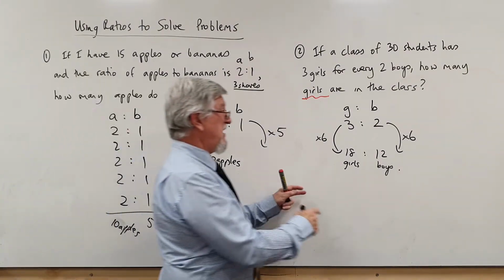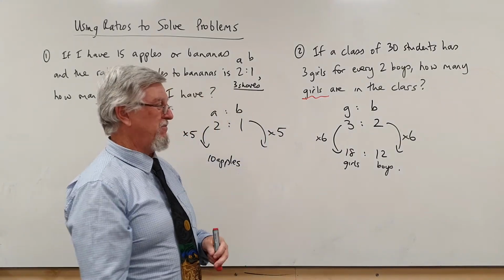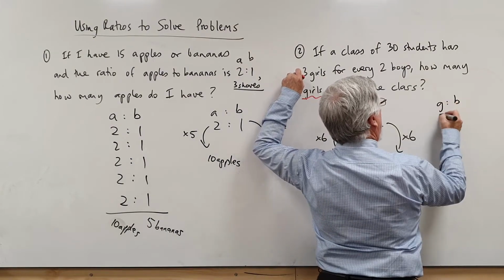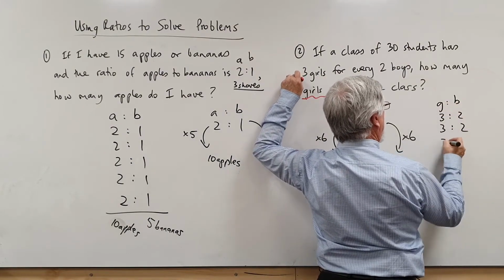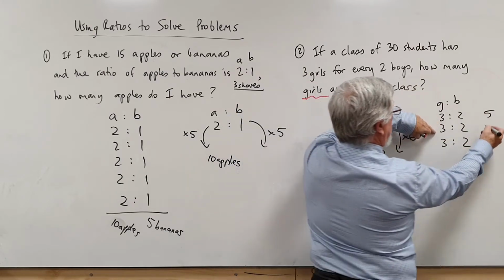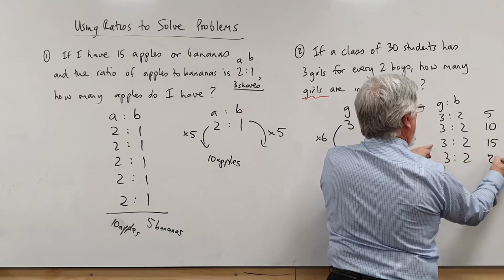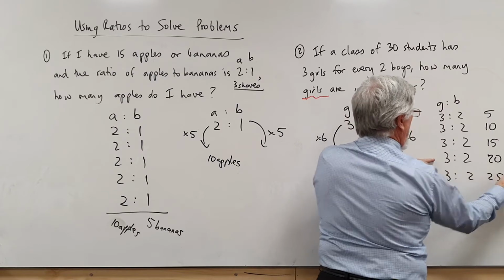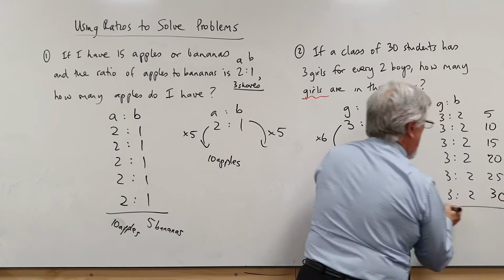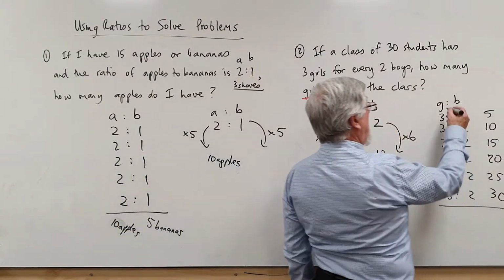By the way, if you didn't get it that way and you're still thinking the other way, don't be too frustrated by it. Some people it takes a while to sink in. So you go girls to boys, you go 3 to 2, 3 to 2, 3 to 2. And so far I've got 5, 6, 7, 8, 9, 10, 11, 12, 13, 14, 15. 3 to 2 is 20. 3 to 2 is 25. 3 to 2 is 26, 27, 28, 29, 30. And we've got to 30, we've run out of people. We've got 30 people in the class, and then you can add them up.